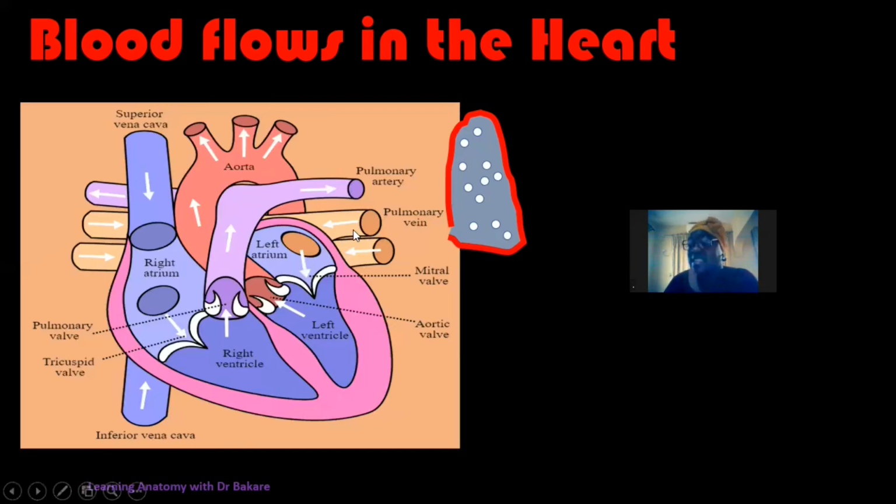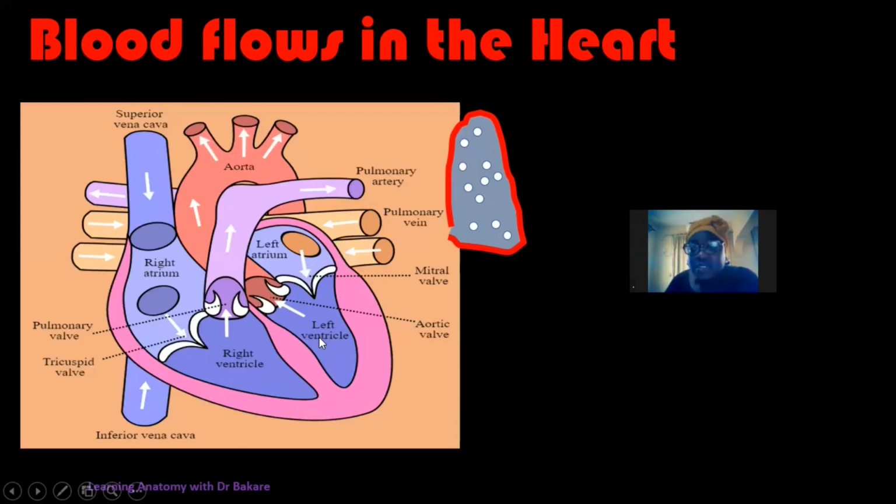We already said that all veins carry deoxygenated blood except the pulmonary vein that carries oxygenated blood, and this is where that is also established. So we have the pulmonary vein taking oxygenated blood from the lungs back into the heart, and where it releases it in the heart is in the left atrium. And this is the left atrium where oxygenated blood is being released. From the left atrium, it is pushed down into the left ventricle.